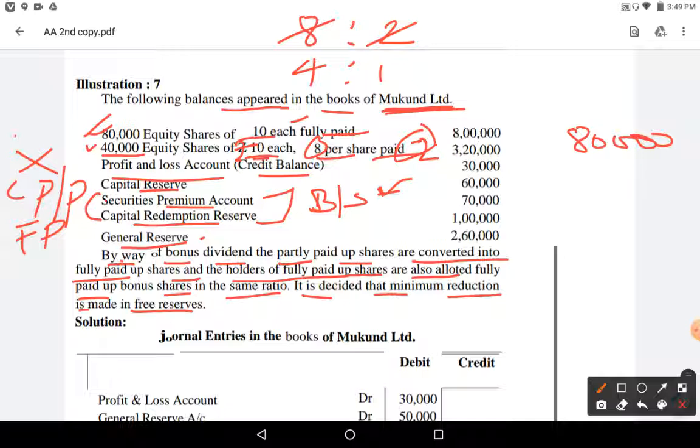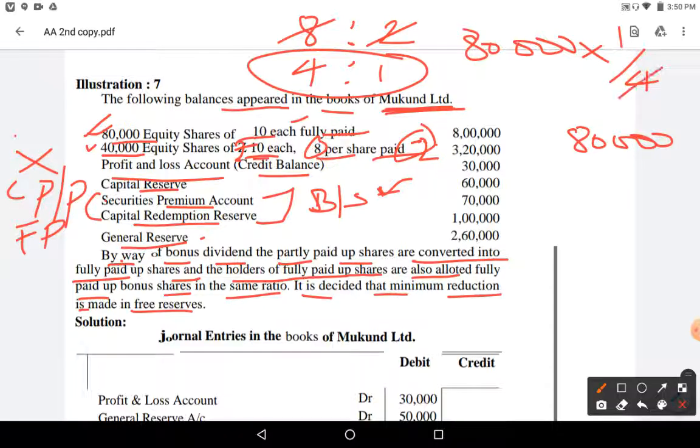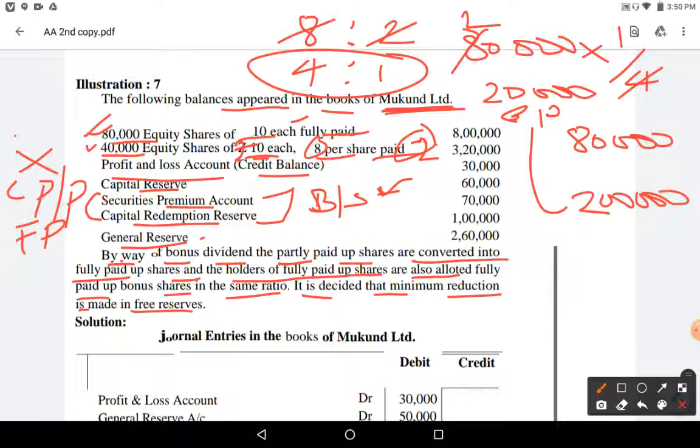What is the fully paid up bonus shares? 80,000 of 10 rupees. So in this ratio, you will issue bonus shares. 80,000 into 1 by 4. So how many bonus shares can be issued? 4 1s are 4, 4 2s are 8. 20,000 bonus shares will be issued of rupees 10 each. So 20,000 into 10, we require 2 lakhs. So 2 lakhs can be taken from where?